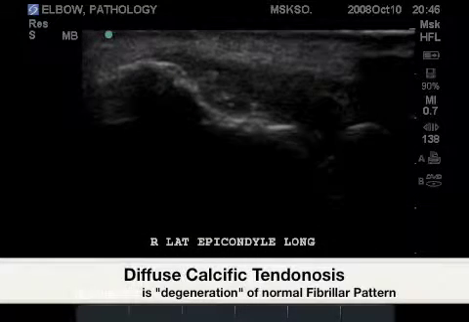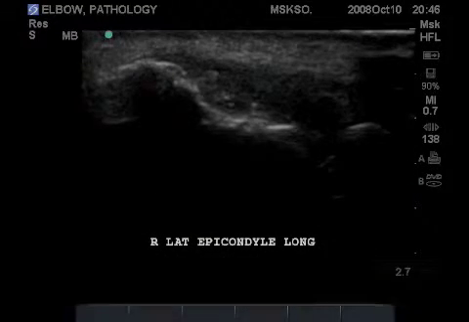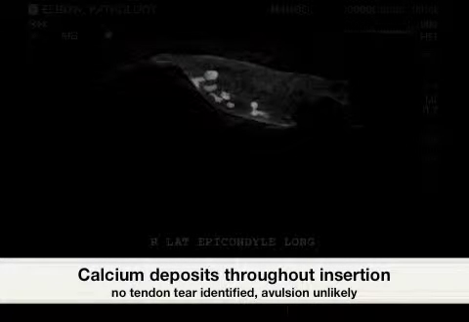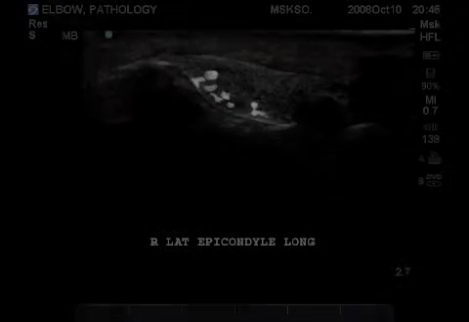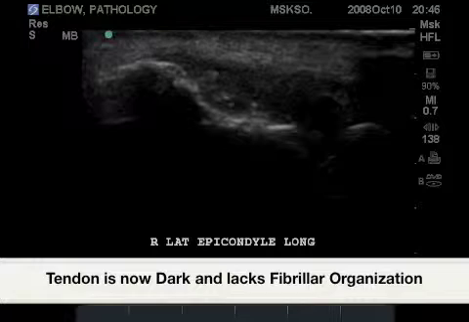In this image, the fibrillar pattern of the common extensor tendon is now dark and hypoechoic and loses organization. Also inside are large calcifications peppering the insertion of the common extensor tendon to the lateral epicondyle. In this picture, this clearly represents diffuse calcific tendinosis.